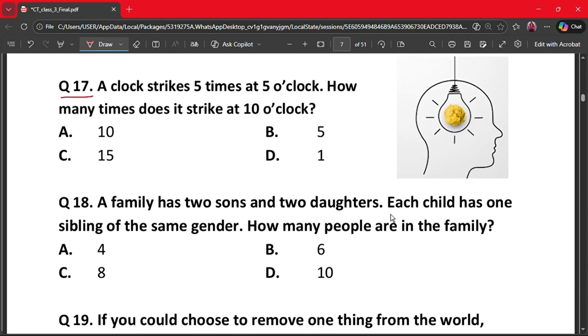Question number 17. A clock strikes 5 times at 5 o'clock. How many times does it strike at 10 o'clock? The correct answer is option A. 10. Every hour, suppose it is 1, it will strike 1 time. At 2, it will strike 2 times. At 3, it will strike 3 times and so on.